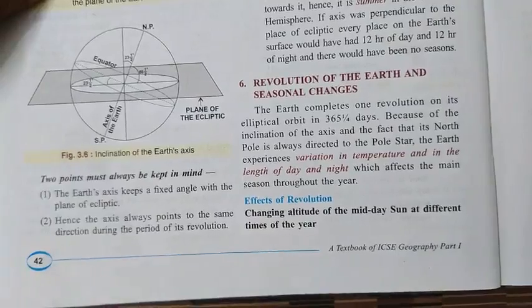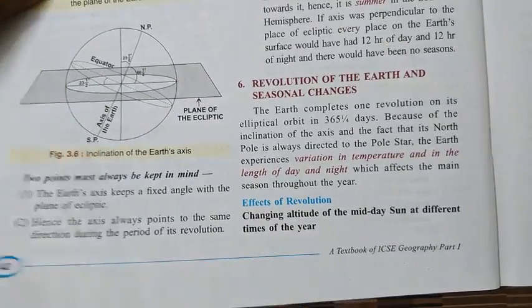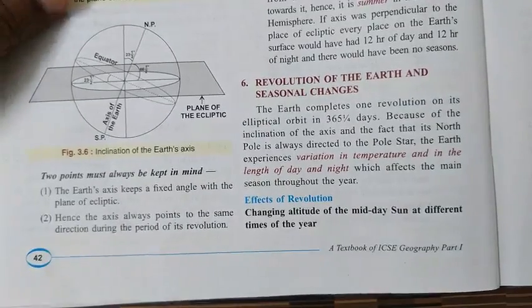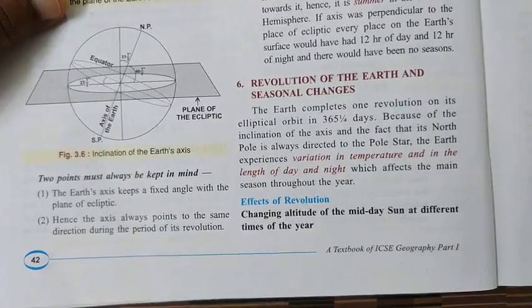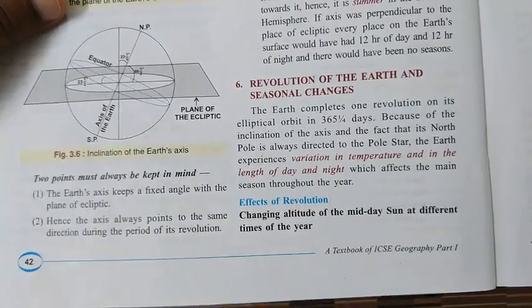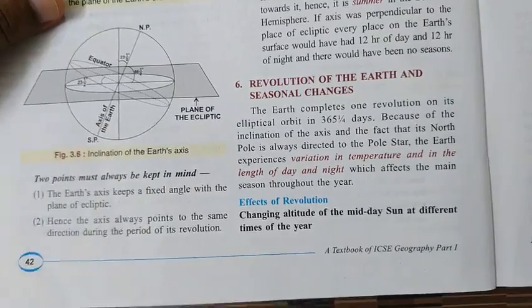Now if you notice during the summer season, it seems the sun is just overhead. The sun is just overhead and the sun rays are very straight, and you can see the intense heat we receive, and this is why the season is summer.